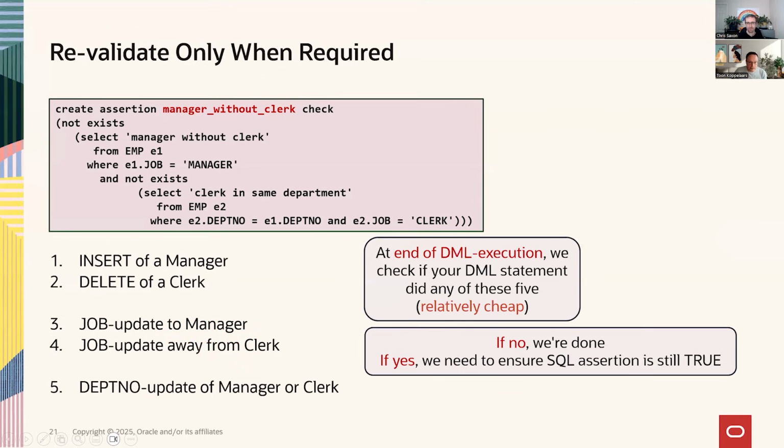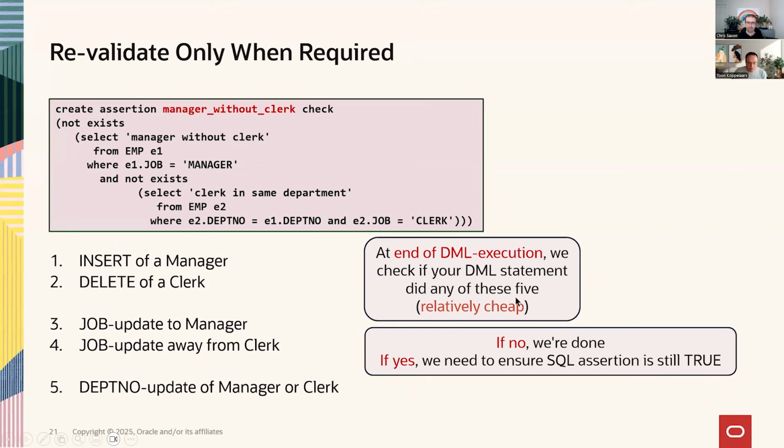Now, at the end of a DML execution, we first have your DML statement executed. We need to check if your DML statement did one of these five things. That's a relatively cheap check, because under the covers we're keeping track of the rows that you inserted, deleted or updated, and we can quickly check: did you insert a manager, or delete a clerk, or do one of those three types of updates?